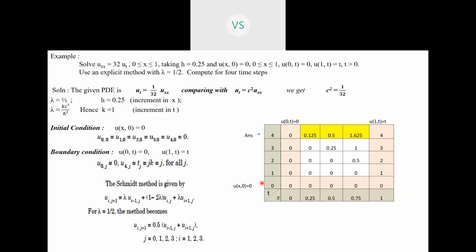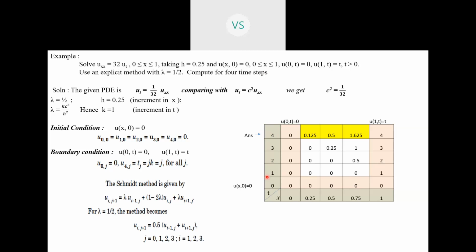Now time, initially, is 0. Then they have told you to compute for 4 time steps. Compute for 4 time steps means 0 plus 1, 1; 1 plus 1, again 2, the increment in t is 1; 2 plus 1, 3; 3 plus 1, 4. Like this we are taking 4 time steps.